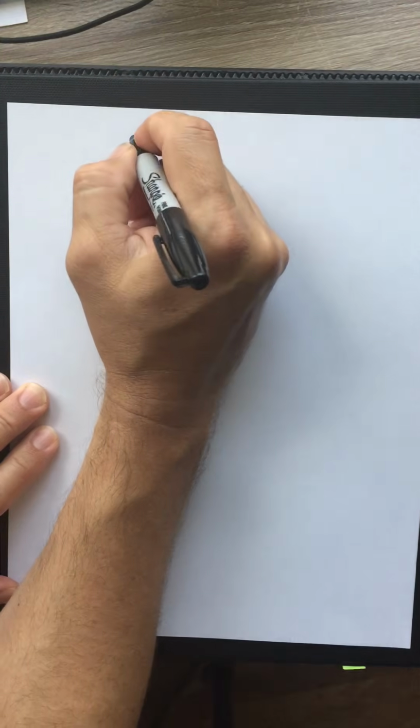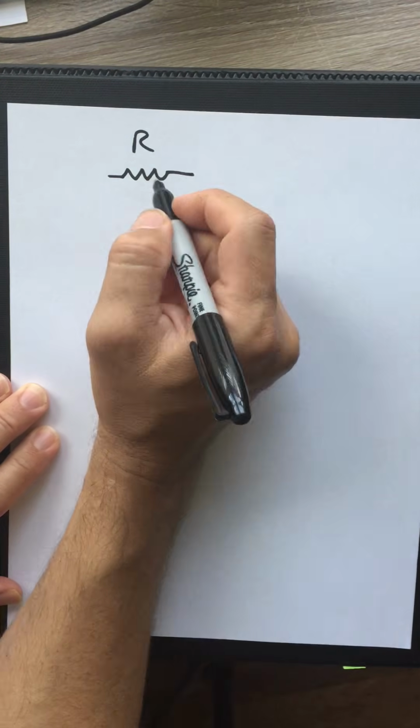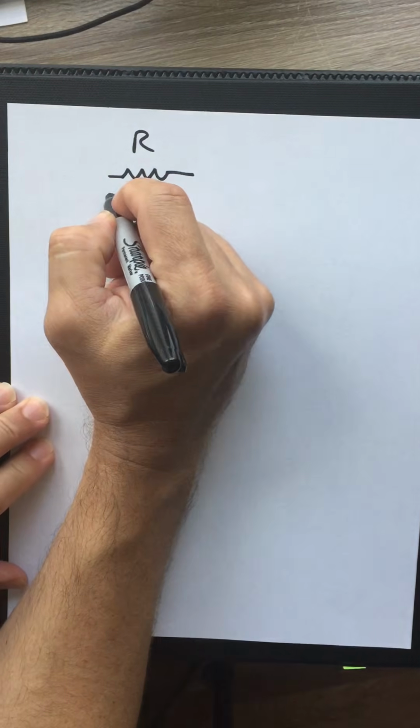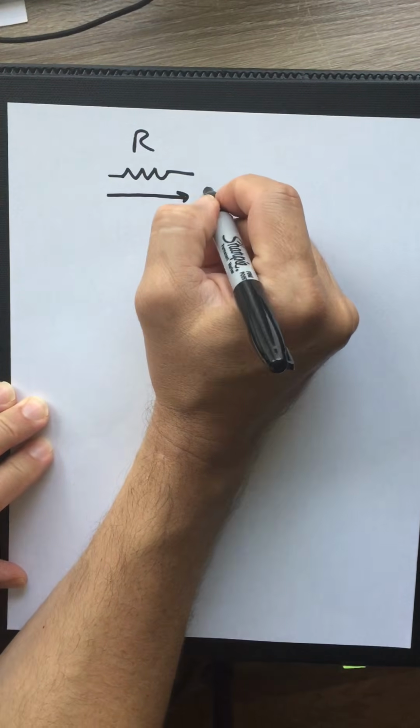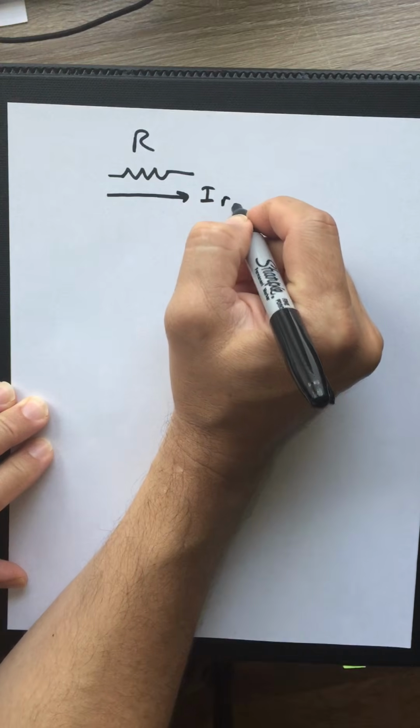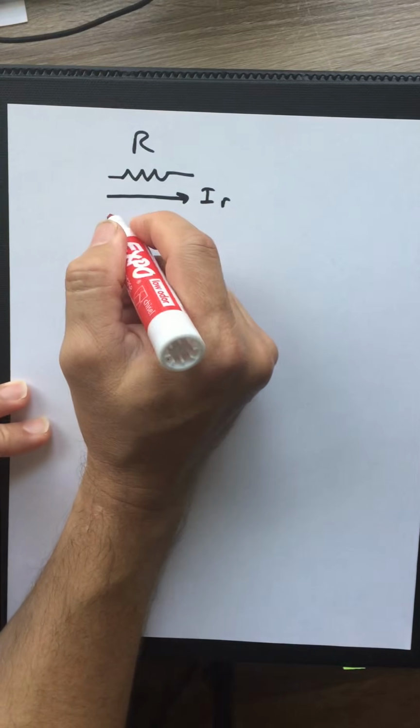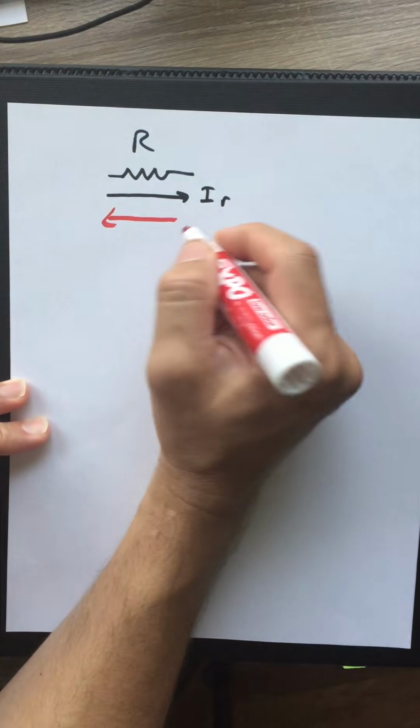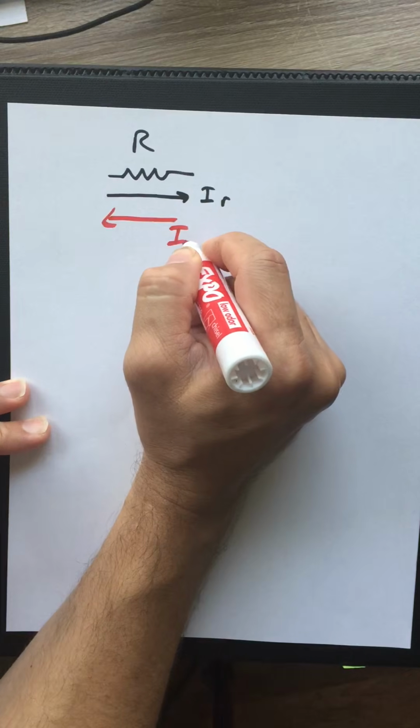We'll call this R. And we'll say that there is a, well, I'll do two different currents. We'll say that there might be a current flowing this way, we'll call this I right. And there could be a current flowing this way. Now, of course, not at the same time. That doesn't make any sense. This will be I left.